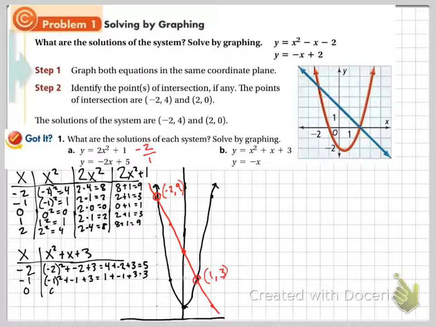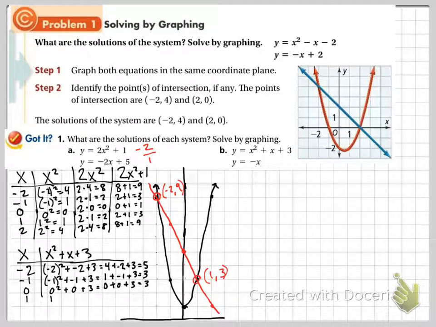Plug in 0. 0 squared plus 0 plus 3. That's just 0 plus 0 plus 3. So that's 3. Don't freak out, okay? You might look at that and say, crap, I got 2 3s in a row. That's not a problem. All that means is that the vertex is somewhere in between here. It's not actually going to show up as one of our points.